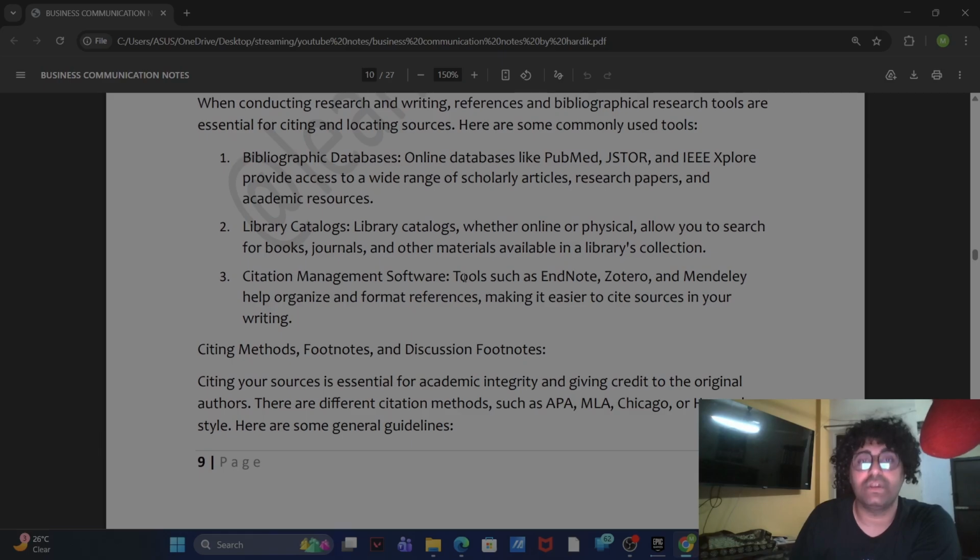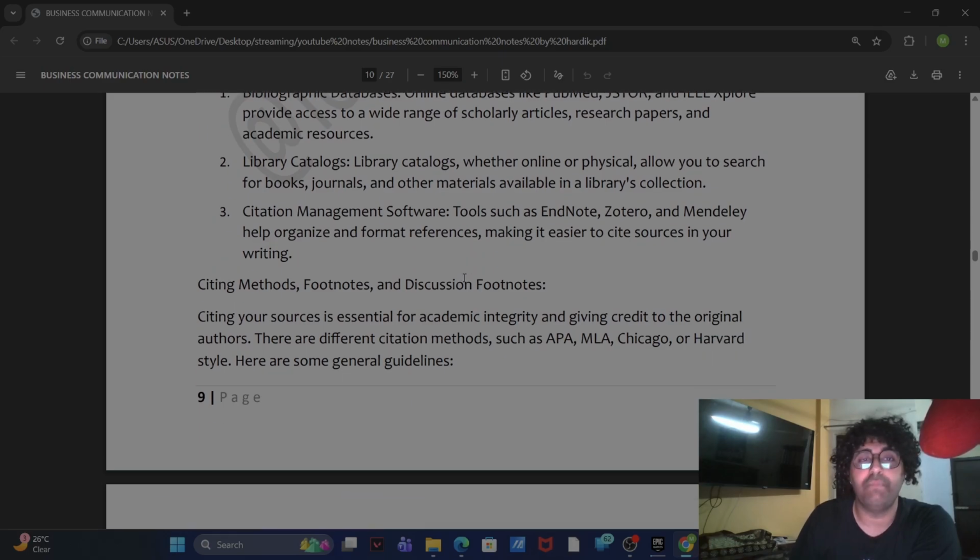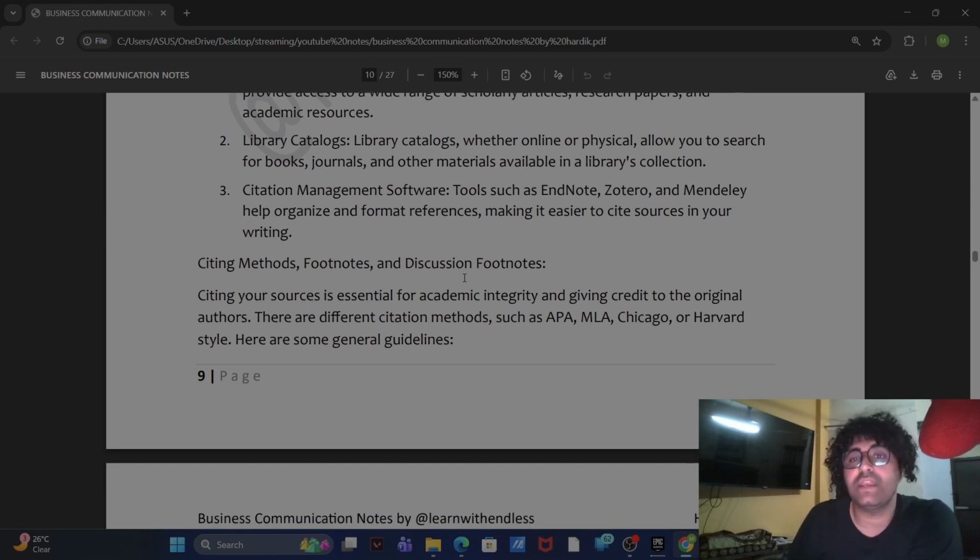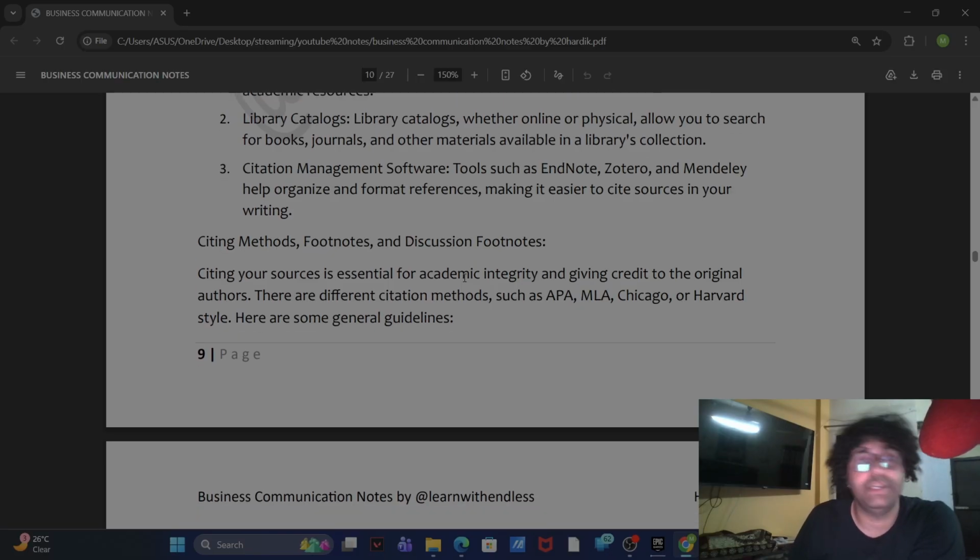Library catalogs. Library catalogs, whether online or physical, allow you to search for books, journals, and other materials available in libraries' collections. Citation management software. Tools such as EndNote, Zotero, and Mendeley help organize and format references, making it easier to cite sources in your writing. Or you can use ChatGPT.